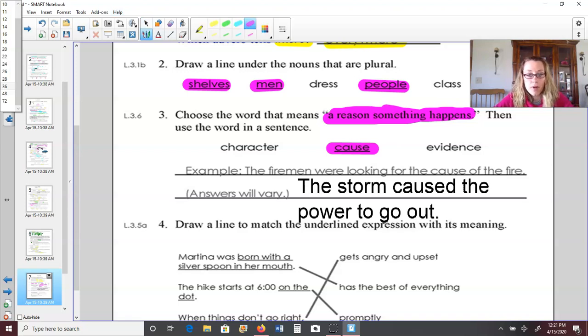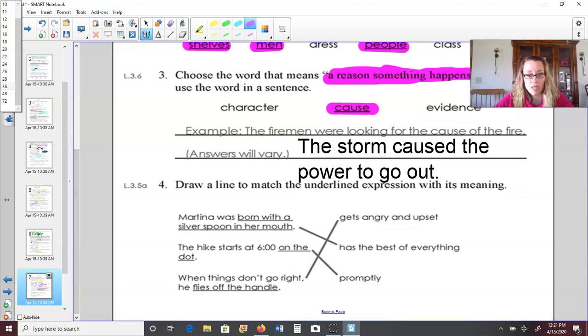Okay, number 4, draw a line to match the underlined expression with its meaning. Martina was born with a silver spoon in her mouth. Does that mean she gets angry and upset, has the best of everything, or promptly? Promptly means to be on time. Well, if you had a silver spoon in your mouth, you might be angry and upset as a baby, but this phrase actually means to have the best of everything. You know, kind of like you're spoiled. You have the best of everything. You've got a silver spoon.